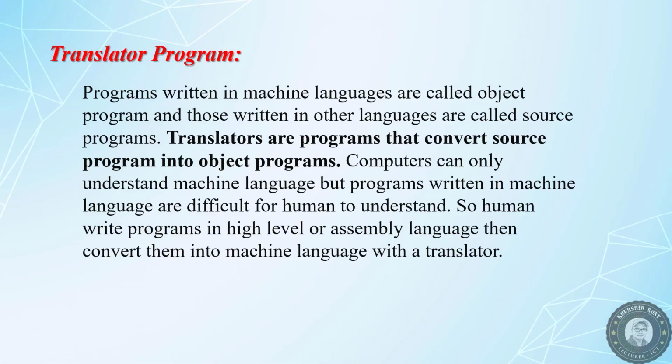Translator program. Programs written in machine language are called object programs, and those written in other languages are called source programs. Translators are programs that convert source programs into object programs. Computers can only understand machine language, but programs written in machine language are difficult for humans to understand. So humans write programs in high-level or assembly language, then convert them into machine language with a translator.